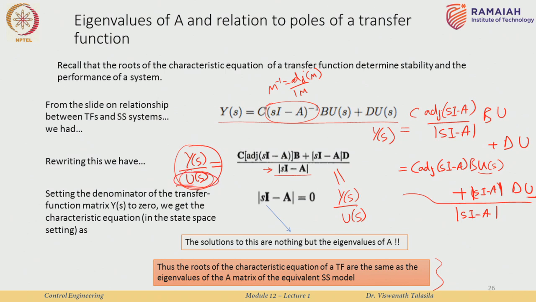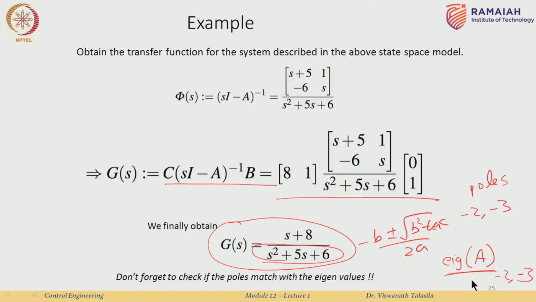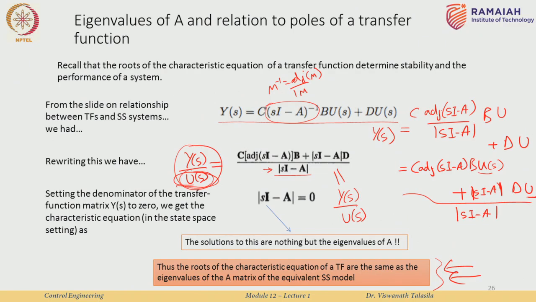So, computing the eigenvalues of A, that is the roots of the determinant of (sI minus A), is exactly the same as computing the poles of your transfer function, okay. So, that is why in the previous example we were able to show numerically that the poles of this transfer function, which are minus 2 and minus 3, are exactly equal to the eigenvalues which are also minus 2 and minus 3, and this is true in general, okay.